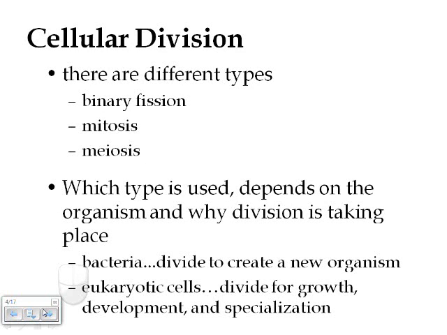So different types of cellular division exist. All right, we've got binary fission and mitosis. These are two that we're going to actually address right now. Meiosis, however, is something that we're not going to talk about in this lesson. We'll get to that later in the next unit.